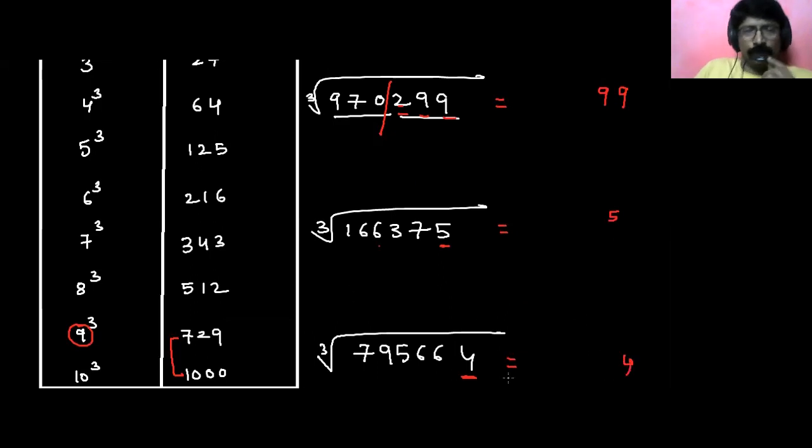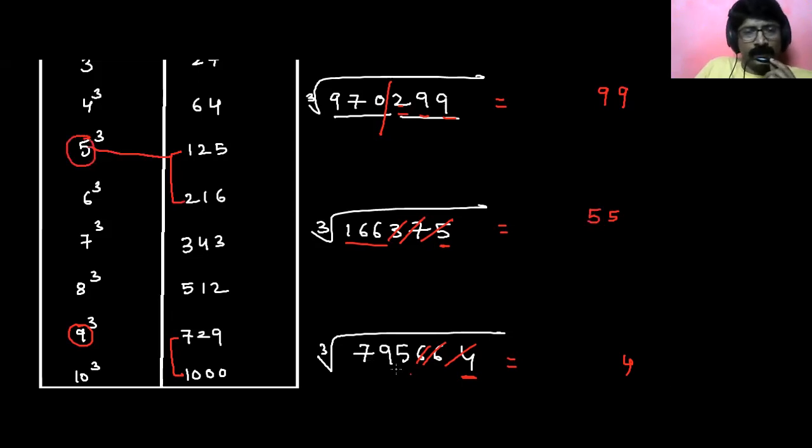You understood? You'll have to see the unit digit. If the unit digit is 4, then the cube root ends with 4. If the unit digit is 5, then the cube root ends with 5. And now cancel the last three digits: 1, 2, 3. Now what is this? 166. 166 lies between which numbers? The smallest number over here is 5, so write 5 over here.